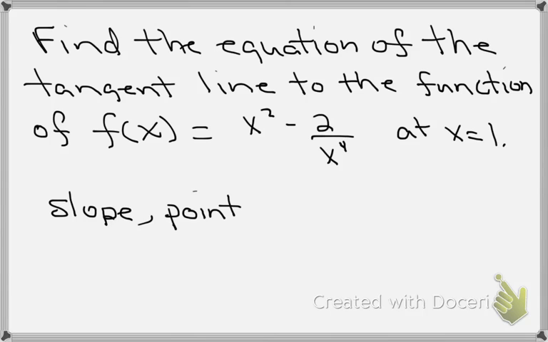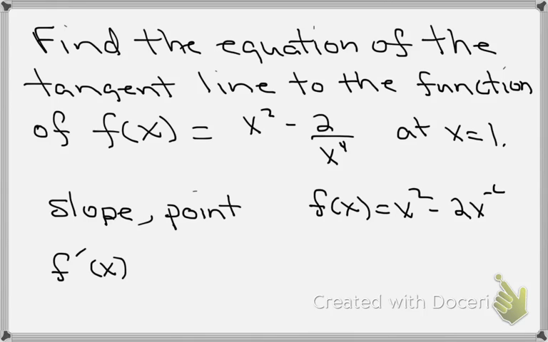And we remember that the slope of the tangent line for a function is the same thing as f prime of x, or the derivative of the function. So let's take that derivative. Actually, before we take the derivative, let's work on that function a little bit so it looks a little bit better for us. So let's rewrite the function f of x as x squared minus 2 times x to the minus 4. And we're doing that so we can use our power rule, because we don't have any rules yet that we can use for variables in the denominator.